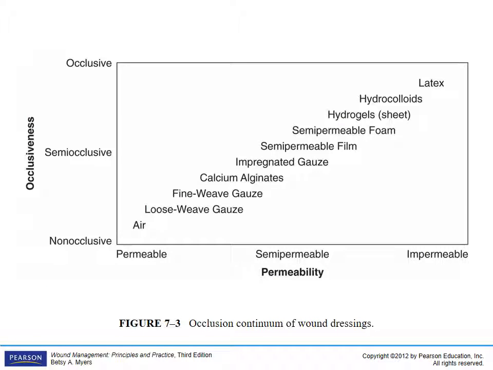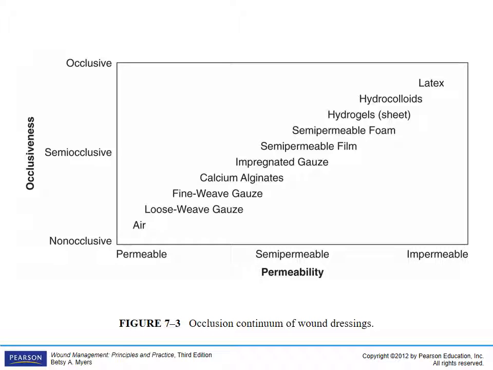All right, so here's a nice little table or figure that gives you an idea of dressings and which ones are more occlusive and which ones are more permeable. On your vertical axis, you see occlusiveness. How much are they going to limit anything from getting into the wound bed? And on the horizontal axis, you see the permeability. How much is stuff going to get in or get out?